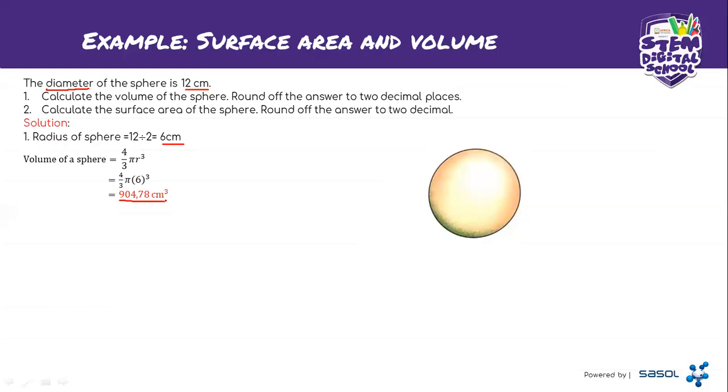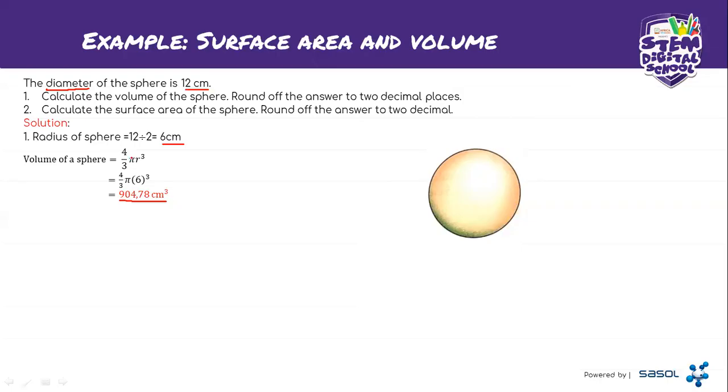It's very important that every time you calculate the volume, at the end of everything, write your units. If you don't include the unit, then you might not get a mark for that. So every time you calculate, for instance, a volume, you must write centimeter cubed, to show that you are calculating the volume.